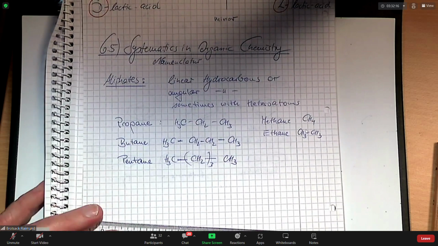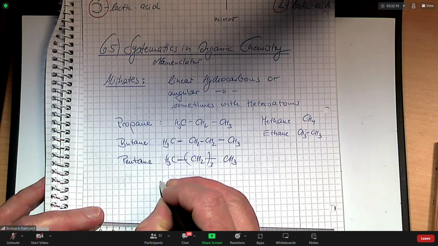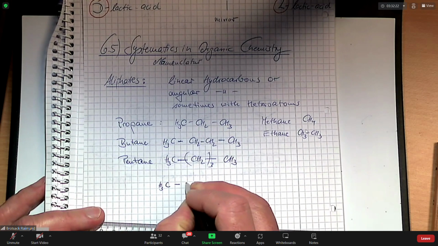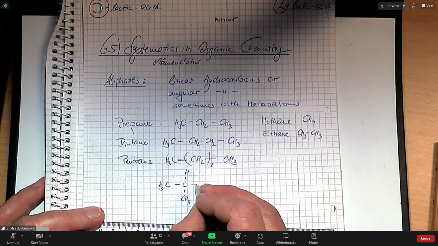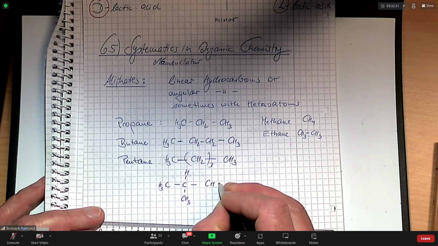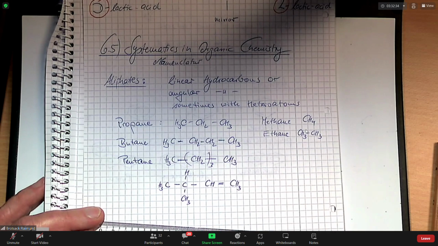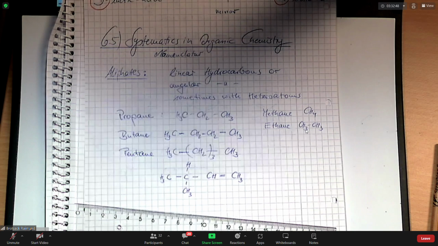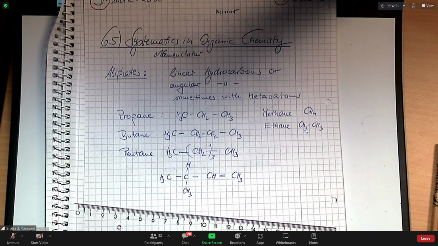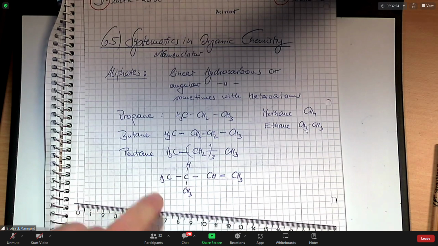We can even have another one. Let's have a molecule like this, CH3, then CH3. Now we see we have an angular one, because now we go on with CH, and here a double bond and CH3 again. Now, do you already know how to name this molecule? We have 1, 2, 3, 4, 5. So it is a kind of pentane.